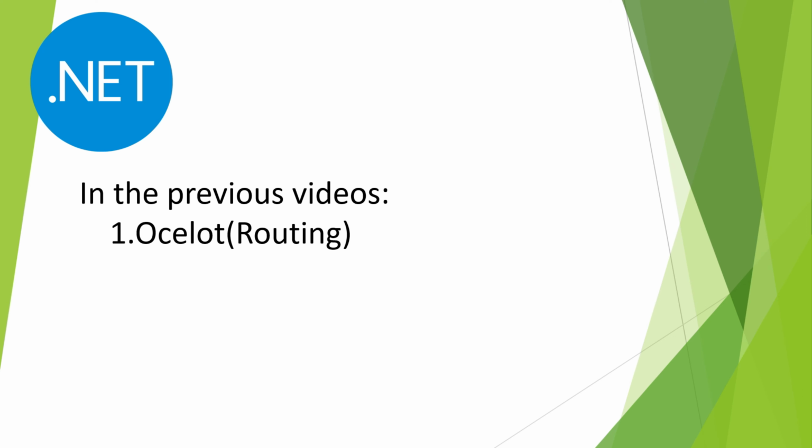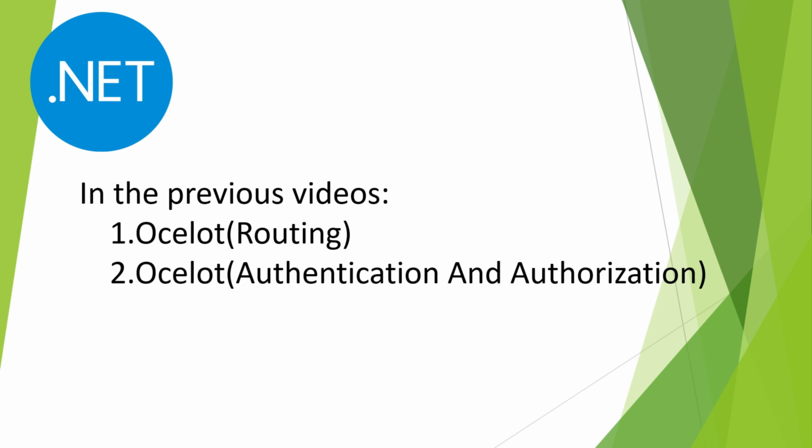After setting up basic routing, we moved on to authentication and authorization. This was an essential step as it showed how to secure endpoints, ensuring that only authorized users can access specific resources. Using Ocelot's features, we configured policies that help keep our applications secure by managing who has access to which part of the API. In our last video, we explored load balancing.